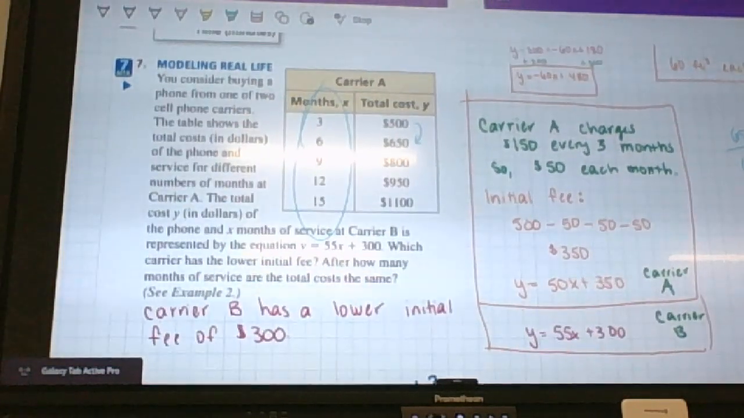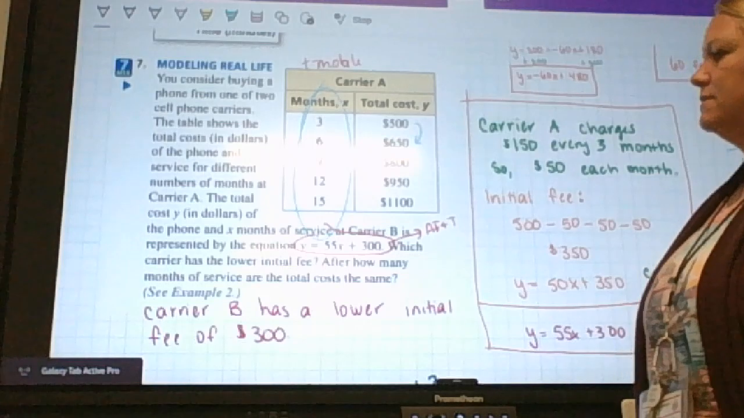You consider buying a phone from 2 phone carriers. The table shows the total cost of the phone for different numbers of months in carrier A. So we could call this one T-Mobile. And then the total cost for carrier B is this one. It's 2 completely different companies. What's another cell phone company, not T-Mobile? AT&T. Maybe it's Sprint. So what we're doing is comparing T-Mobile's fees to AT&T's fees.